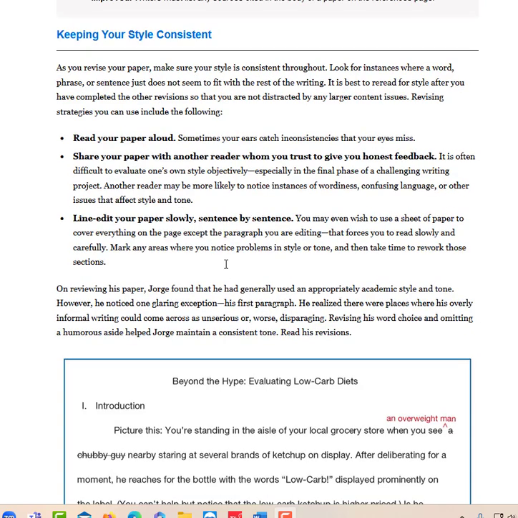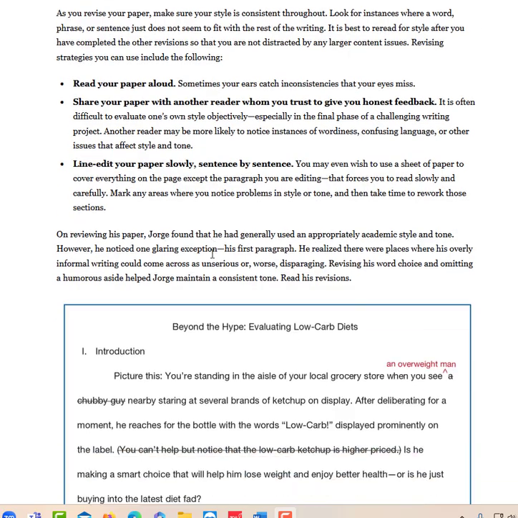As you revise your paper, make sure your style is consistent throughout. Look for instances where a word, phrase, or sentence just doesn't seem to fit with the rest of the writing. It is best to reread for style after you have completed the other revisions so that you are not distracted by any larger content issues. Revising strategies you can use include: read your paper out loud. Share your paper with another reader whom you trust to give you honest feedback. Line edit your paper slowly, sentence by sentence.